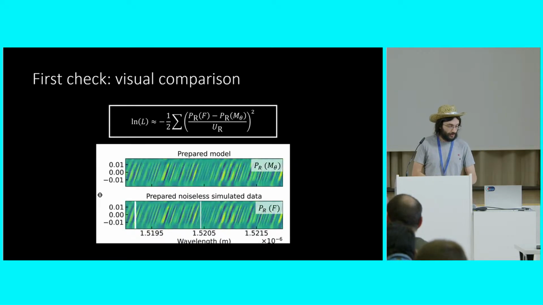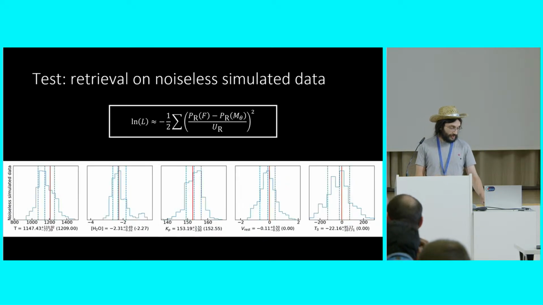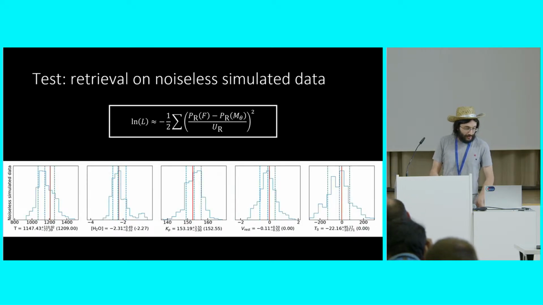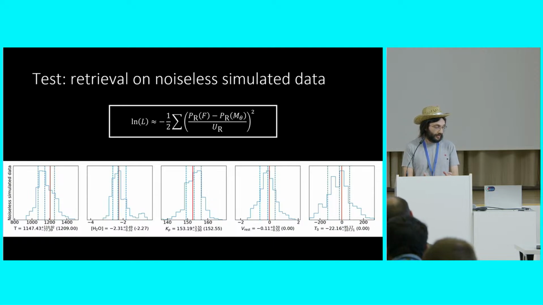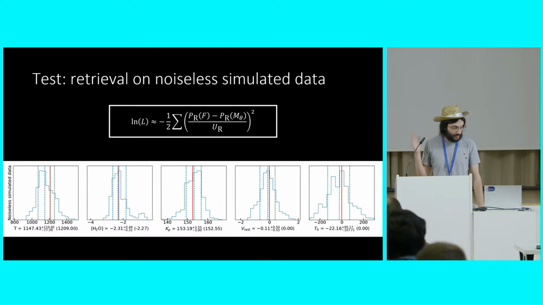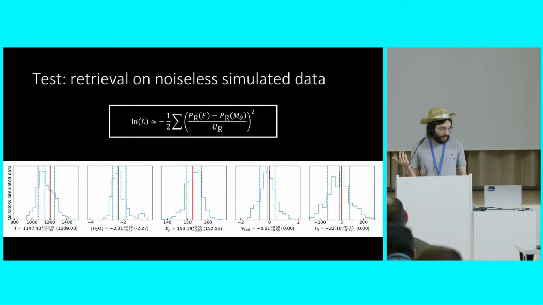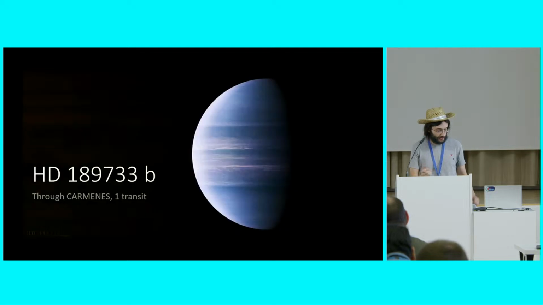So we can check if this looks correct. This is a visual comparison. You have your prepared forward model on the top and the prepared simulated noiseless data on the bottom, and you can see that it's very similar. You can also check that it works using retrieval on noiseless simulated data. You have the true parameters in red, the red vertical line, and you have the posteriors, and you can see that in this case the posteriors are well centered around the true value, so it means that this framework has no bias.